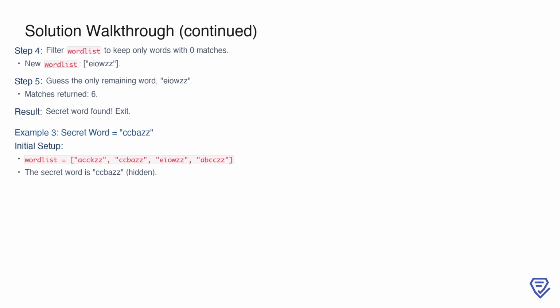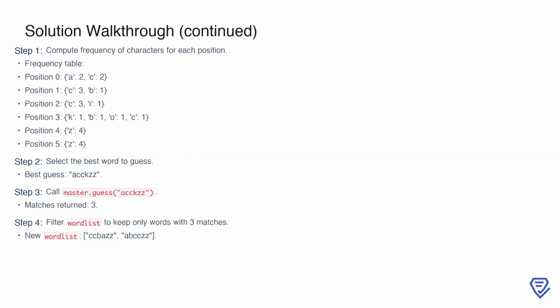The process ends here. Now, we move on to a third example, where the secret word is kbaz, and we repeat the steps to see how the solution works in this case. We again start by computing the frequency table for the initial word list. The frequency values for each position are the same as in the previous examples. Using these frequencies, we calculate the scores for the words and find that axe is still the best guess.